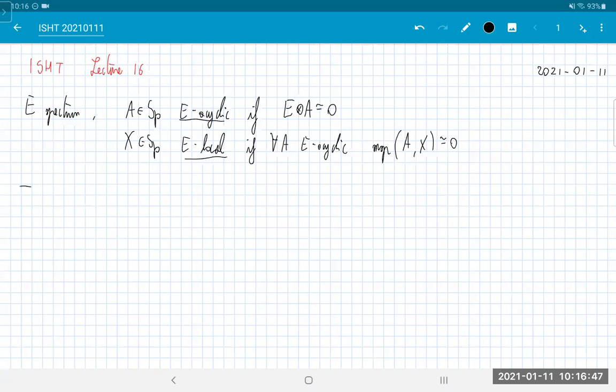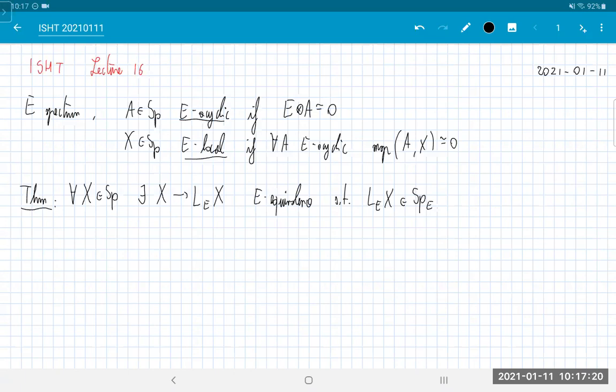And the theorem we want to prove today is: for every spectrum X, there exists a map X goes to L_E X, which is an E-equivalence, by which I mean its cofiber is E-acyclic, such that L_E X is E-local. This, remember, was the subcategory of E-local spectra.